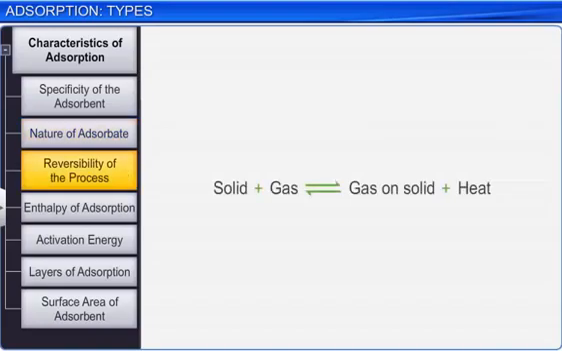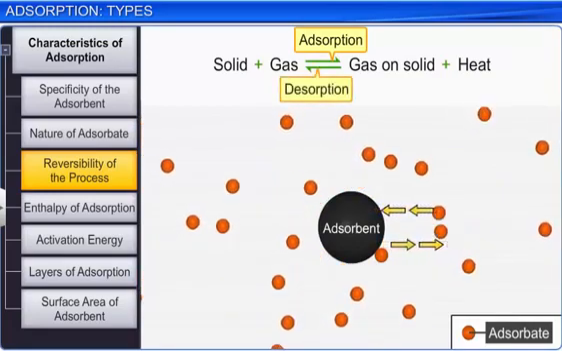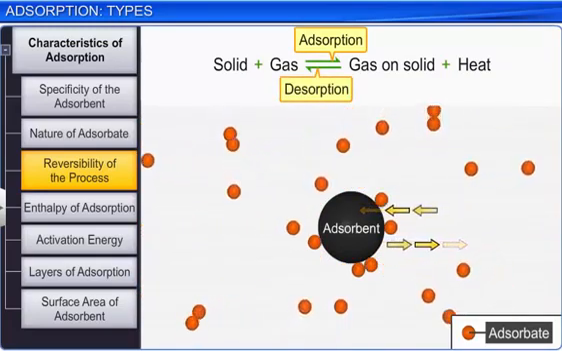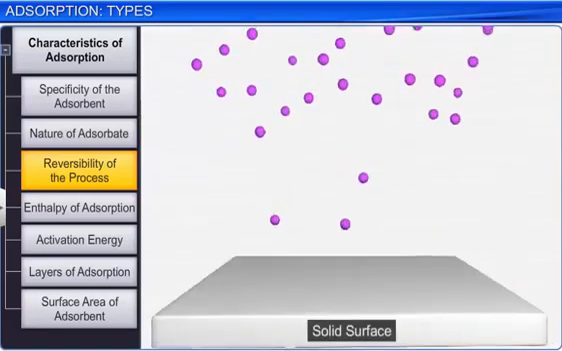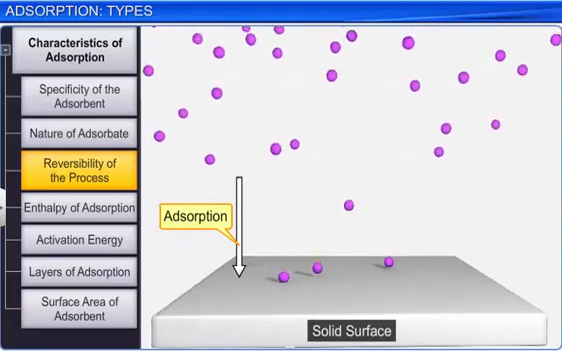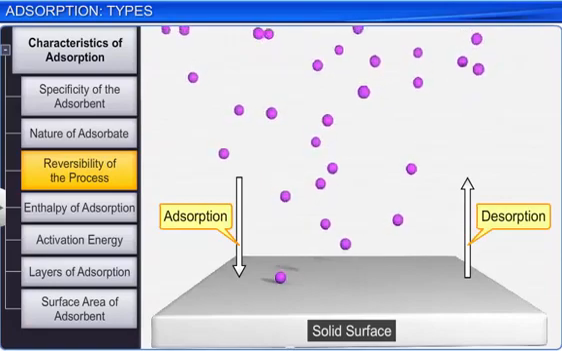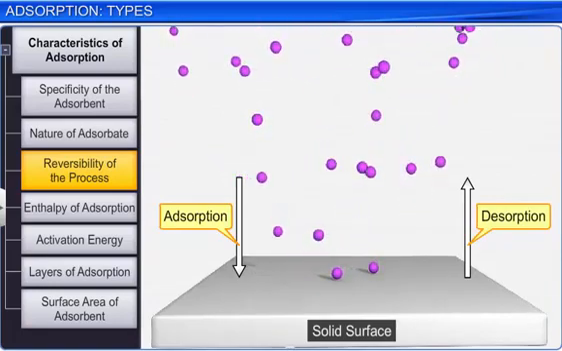Let us now discuss the reversible nature of the process. Like any other equilibrium, adsorption is a process involving true equilibrium, with adsorption on one side and desorption on the other. The two opposite processes include the adsorption of gas molecules on the surface of a solid and desorption of gas molecules from the surface of a solid into the gaseous phase.